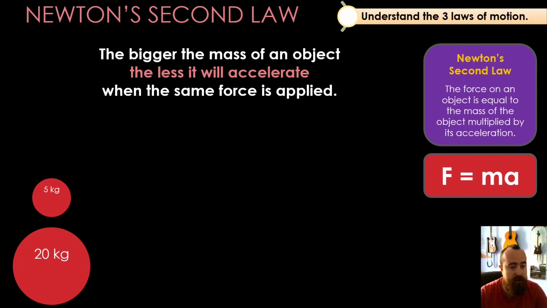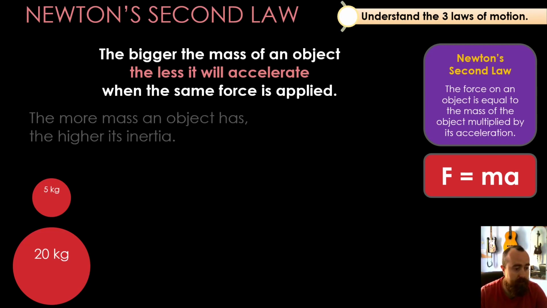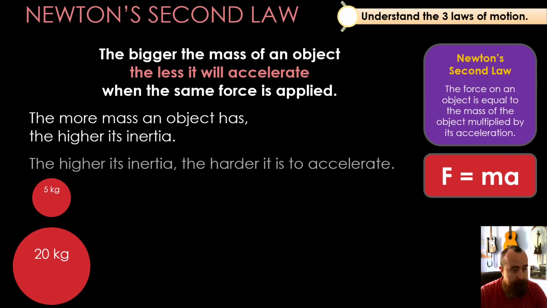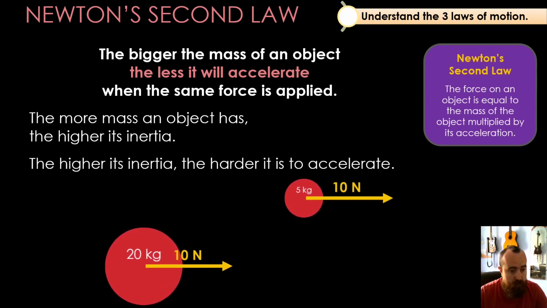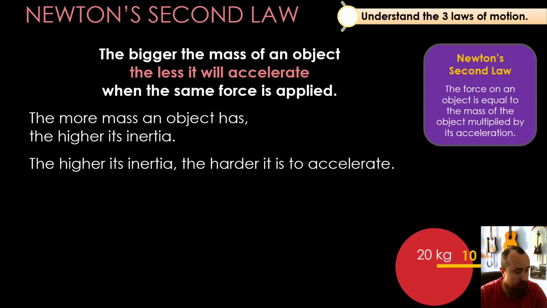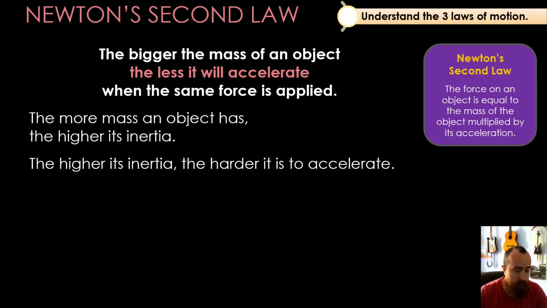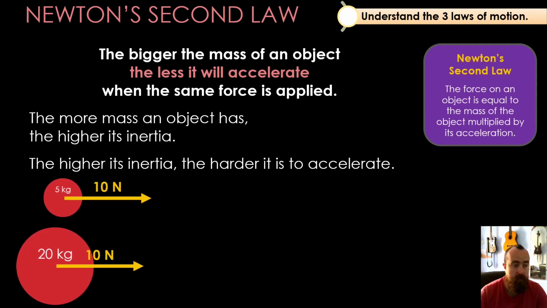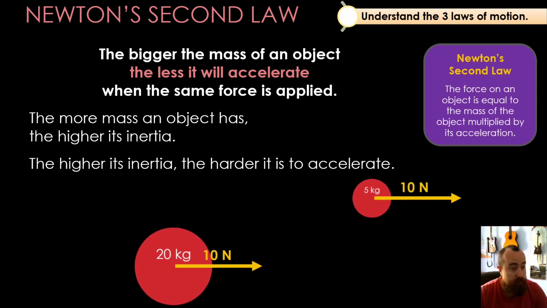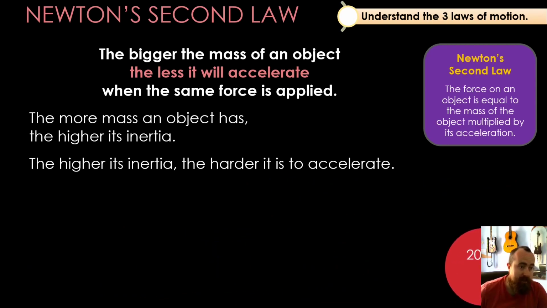So I'm going to apply 10 newtons to both balls, and we'll see what happens. Shock horror. The ball with the smaller mass accelerates faster than the ball with the larger mass. So this is because, again, Newton's second law tells us the bigger the mass of the object, the less it will accelerate when the same force is applied. And again, as I said, it comes down to inertia as well. Higher inertia, harder to move.